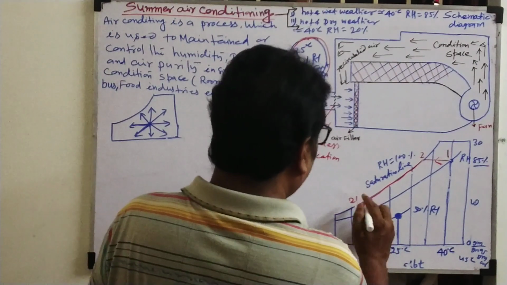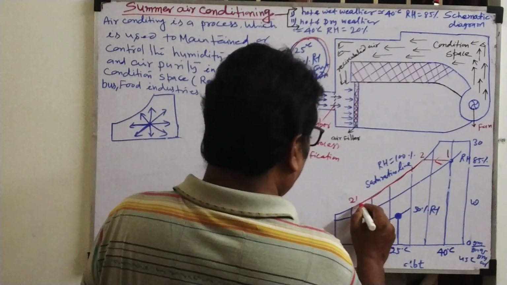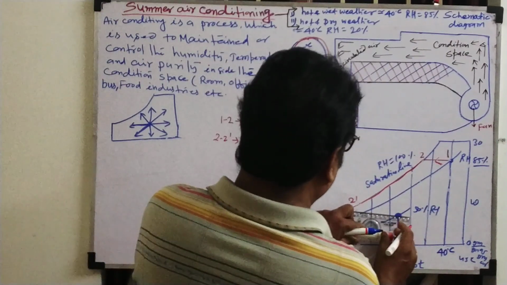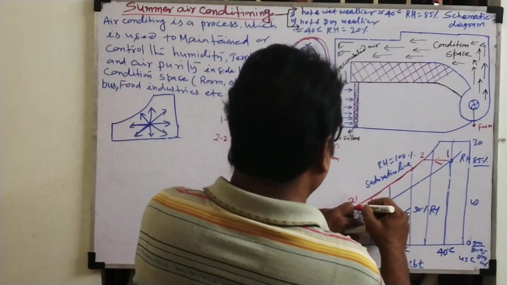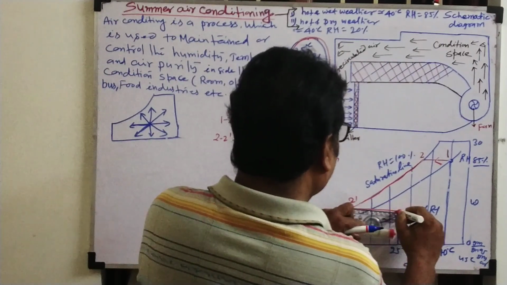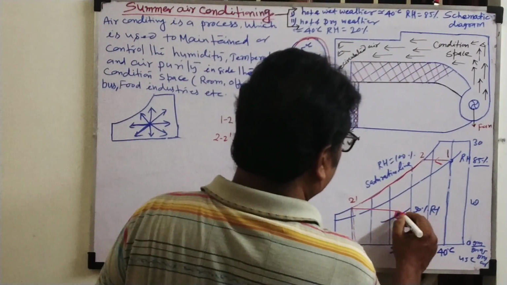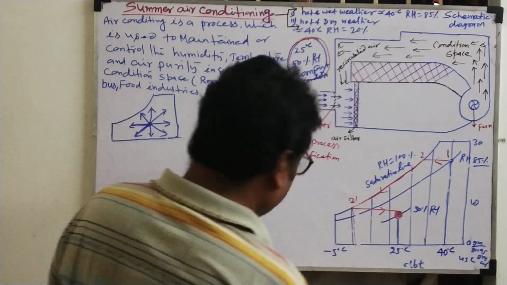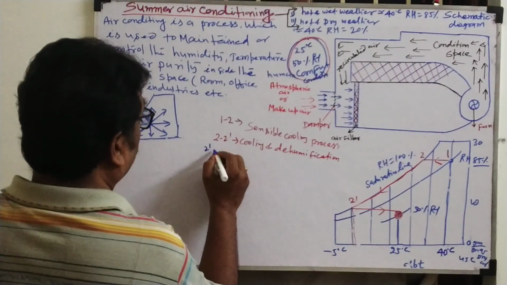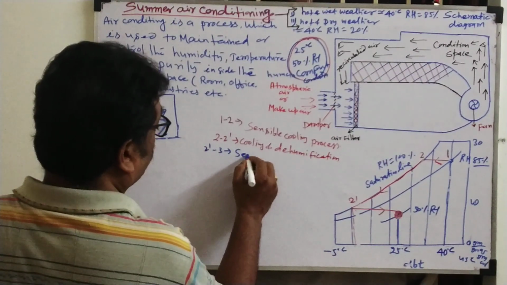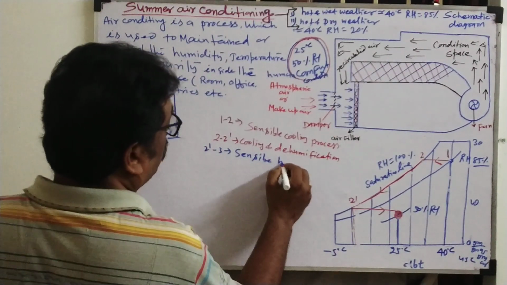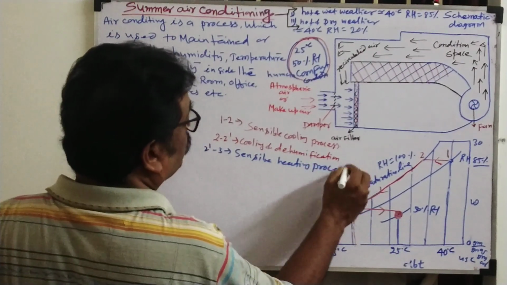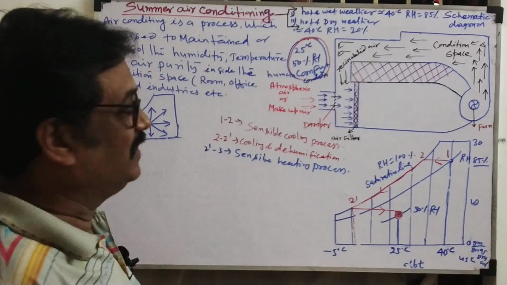Now, if we draw the third process, what is the third process? Heating process. Sensible heating process. So I'll write here third process 2-2-3 is sensible heating process. So using this process, summer air conditioning is designed.